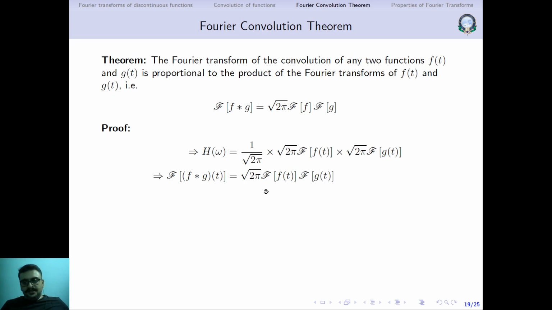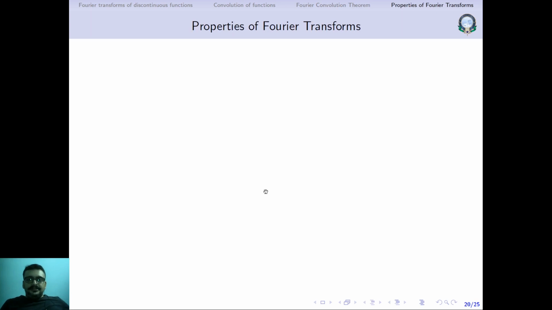So that's the Fourier convolution theorem. So next we go to the properties of the Fourier transforms. The first property is differentiation. That is, suppose I have a function f of t and I want to find out the Fourier transform of the derivative of the function.